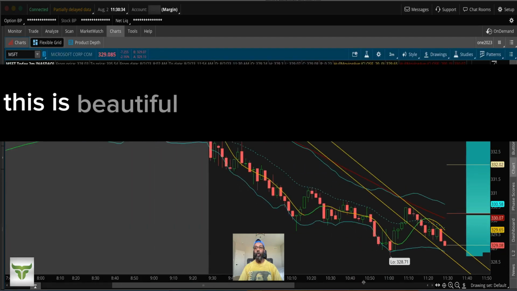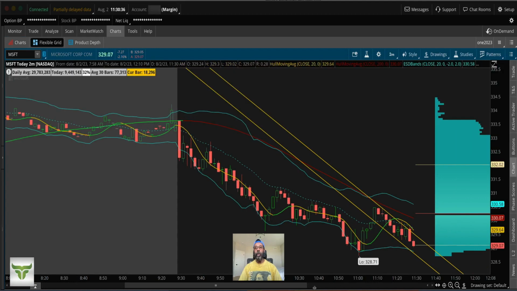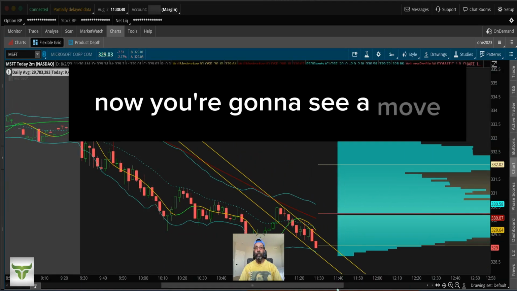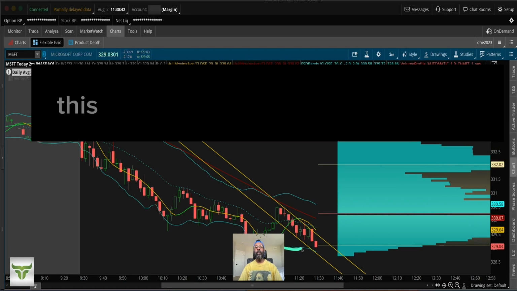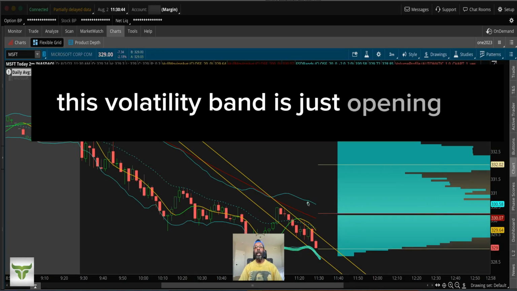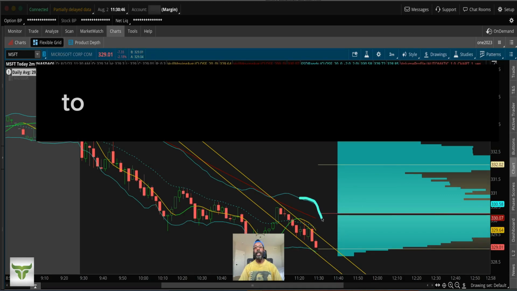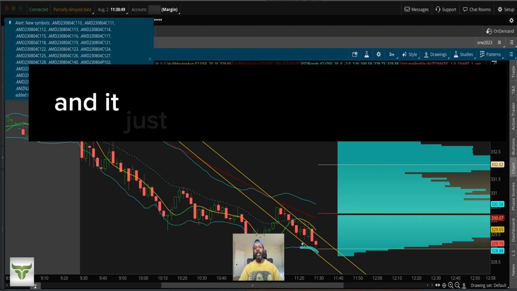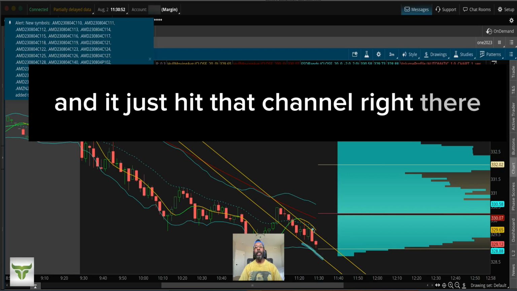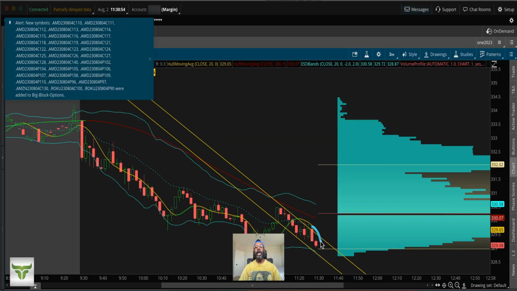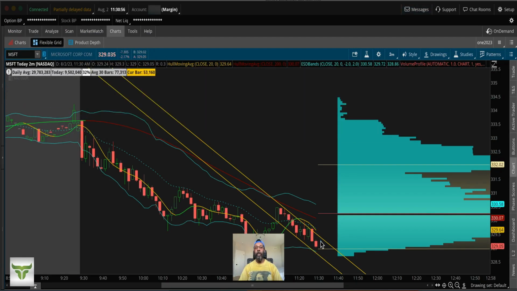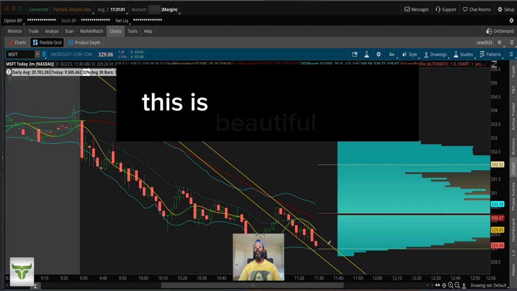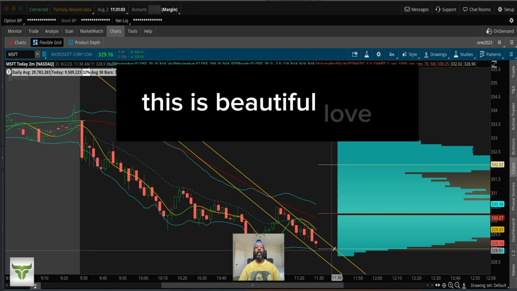This is beautiful. Now you're going to see a move. This volatility band is just opening up. This volatility band is curling to the downside and pushing heavy. Look at this. And it just hit that channel right there. Now you're going to see a move. Now you're going to see dynamic selling into the selling with algorithms. This is beautiful. Love it.